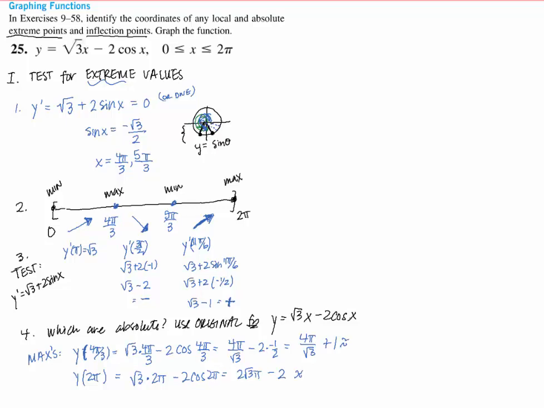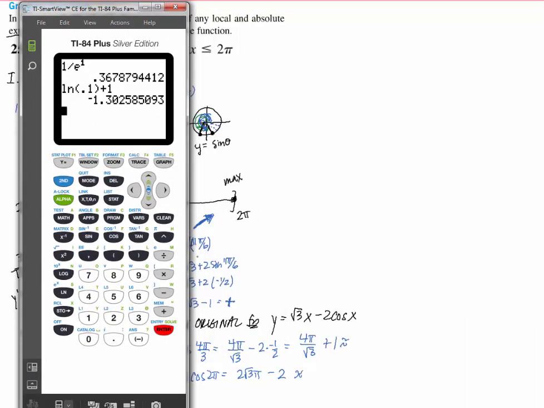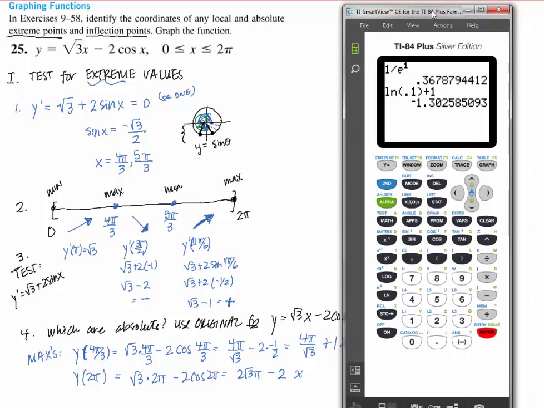Sometimes you can if one turns out to be a nice easy number like pi or 0 and one's positive, but not in this case. So let's pull out our handy dandy calculator and see what we get when we evaluate these. You can use these values that we simplified, or you could go all the way back to the original function, whatever makes you feel more comfortable. Square root of 3 times 4 pi over 3 minus 2 cosine of 4 pi over 3.